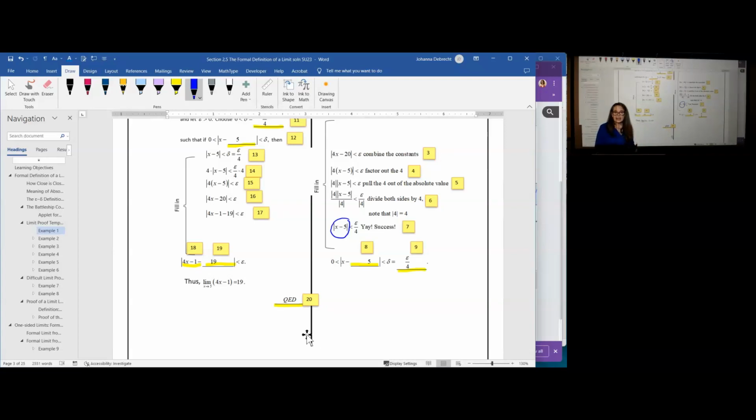What does this mean, actually? If I choose epsilon to be 1, then delta has to be 1/4. If I choose epsilon to be 1/2, then delta has to be 1/8. What I choose for epsilon is arbitrary, but the choice of delta depends upon epsilon.